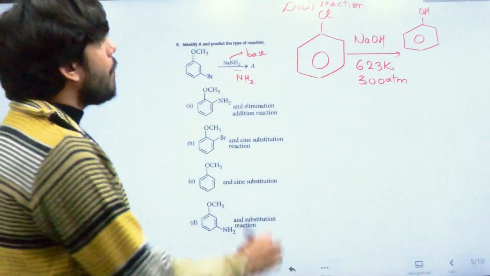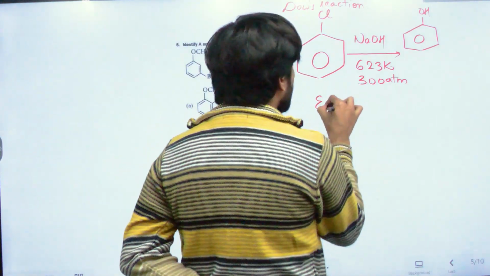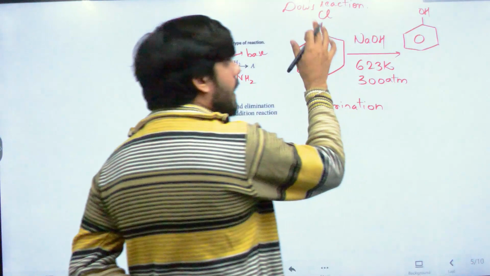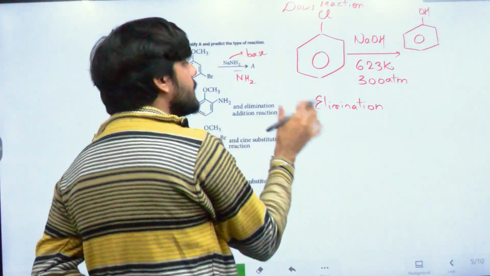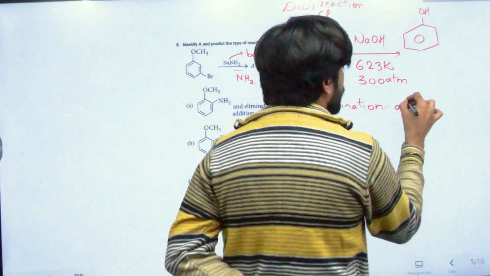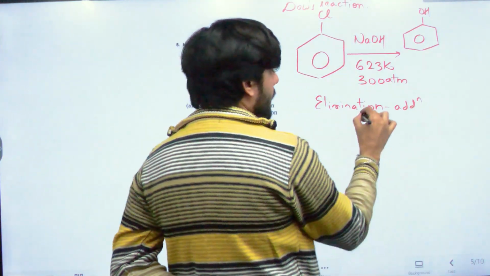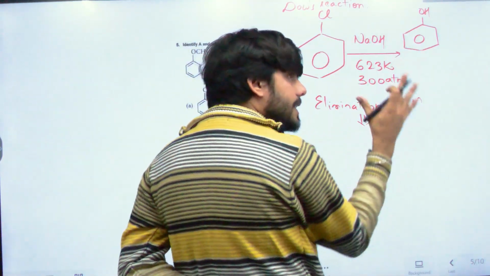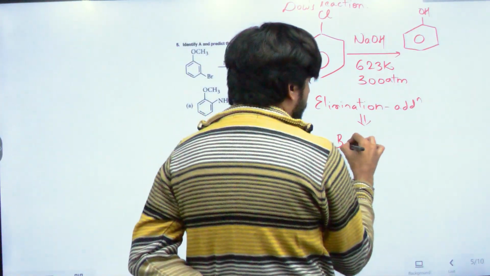So the mechanism followed here is an elimination addition reaction. Basically this is substitution only, but substitution takes place via elimination addition type mechanism. And here I end up getting an unstable intermediate which is benzyne.